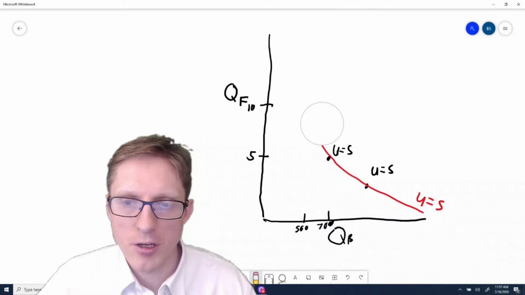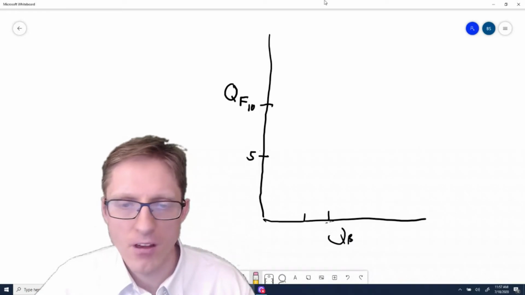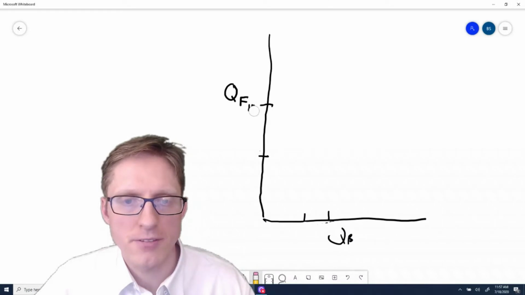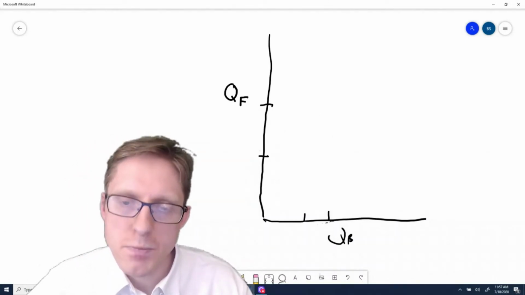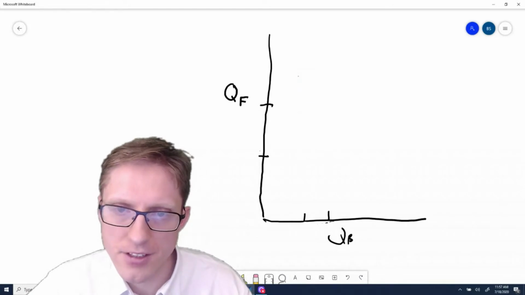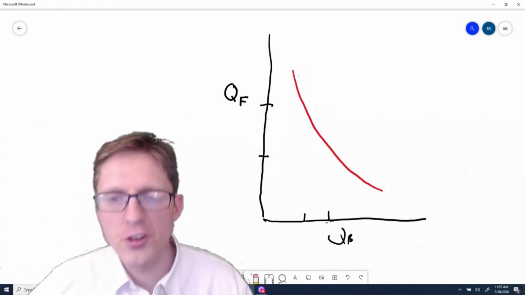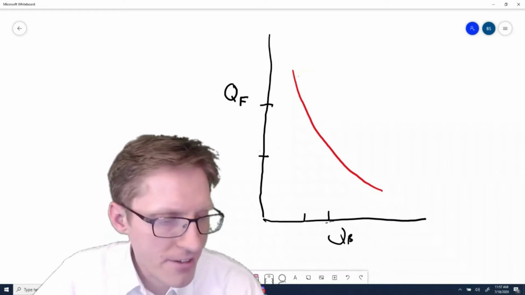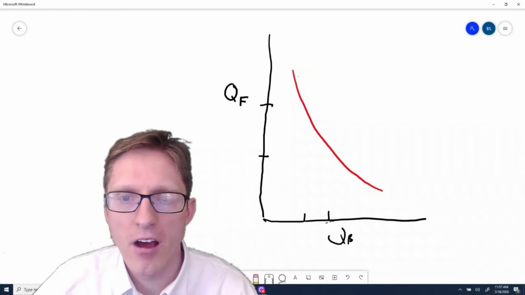So now let me talk about the assumptions they make for this graph, or how they make these indifference curves look. So we're usually going to assume that indifference curves are convex. They're sort of curved up and to the right.